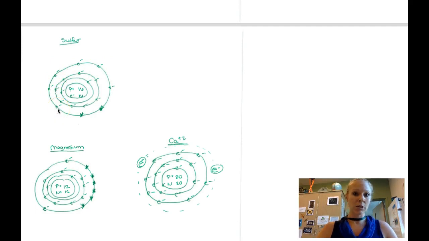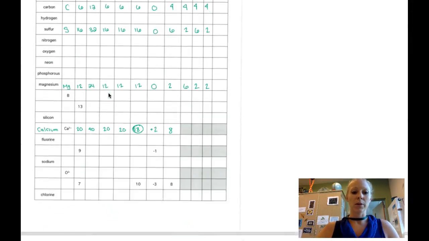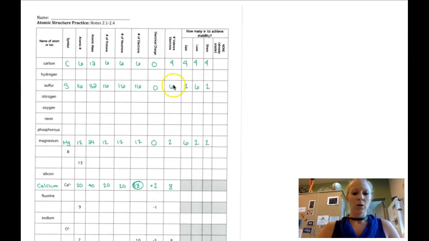It would be a lot easier to gain 2 to have a complete valence shell, or to be most stable with 8 electrons in the valence shell. Remember that atoms are most stable with 8 electrons in their valence shell. So if we look up here, we would have to gain 2 or lose 6.